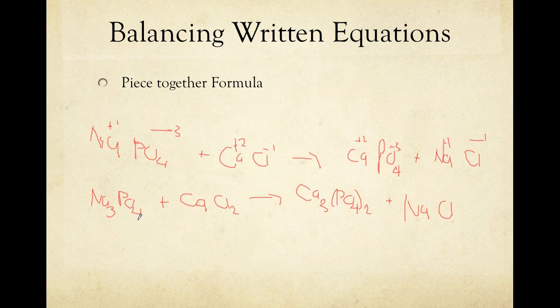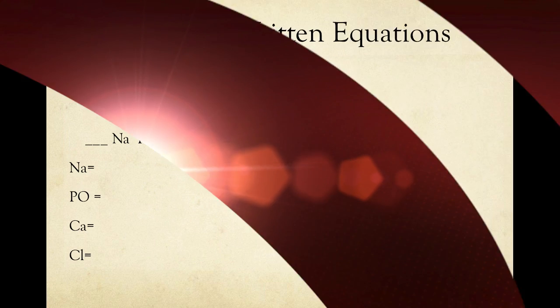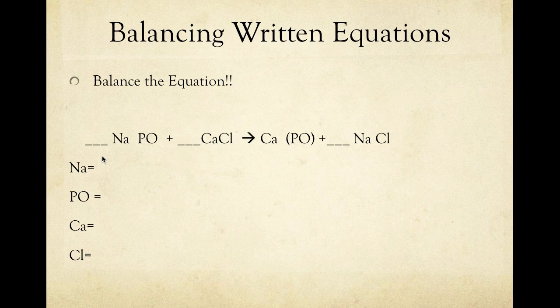So this is our formula written out. This is how it would look. Now what we need to do is balance it. As we notice, I already could see the Na3, there's 3 here, but there's only 1 here. So in the next slide, we're going to balance our equation.